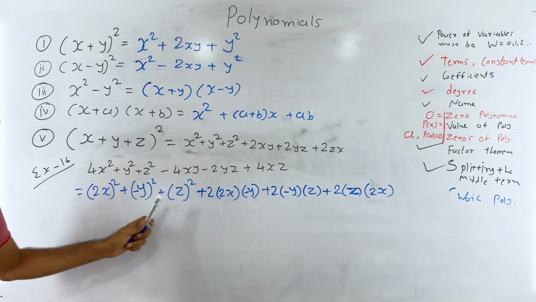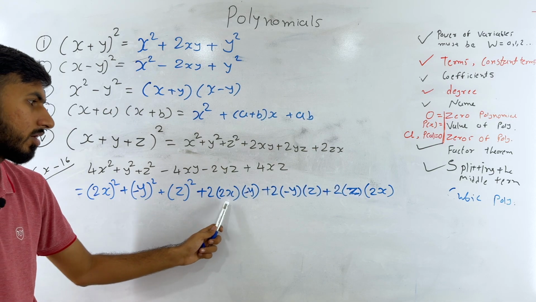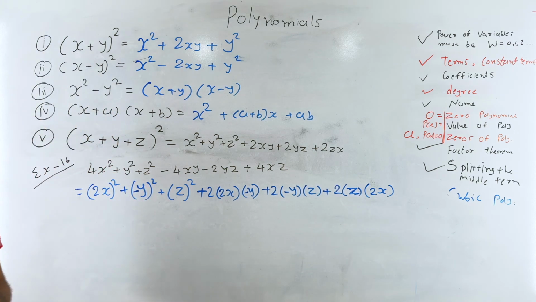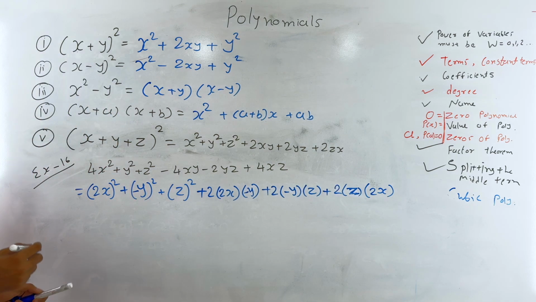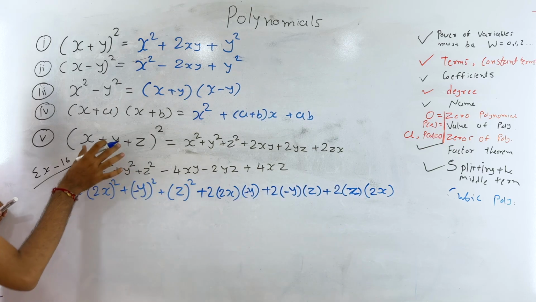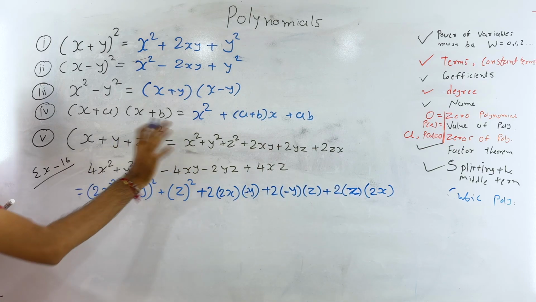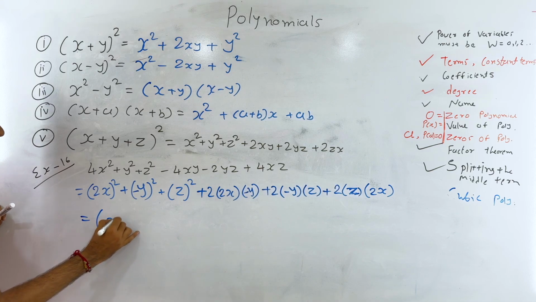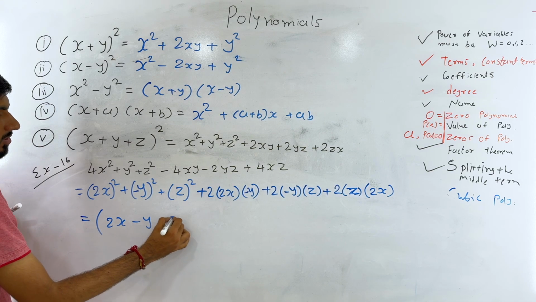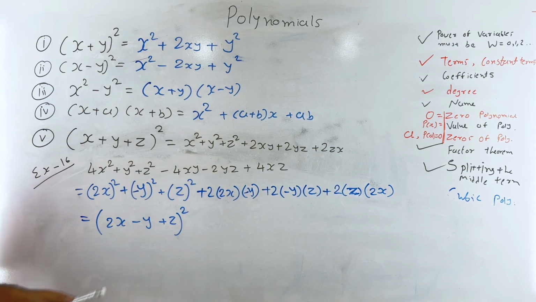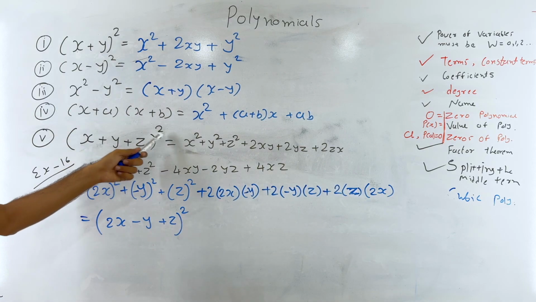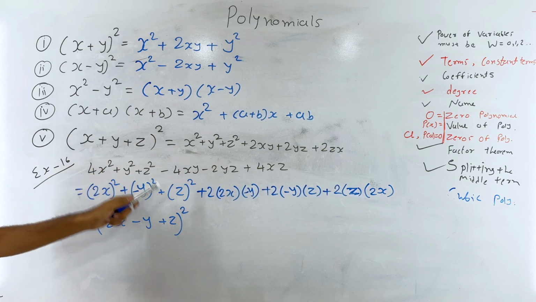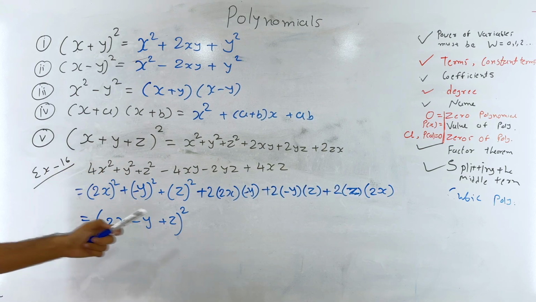First term square, second term square, third term square, plus 2 multiply first second term, plus 2 multiply second third term, plus 2 multiply third and first term, right? So you can use the identity. Now you can write that by using identity, mention this identity, right? You can write that answer will be 2x minus y plus z whole square, right? Here we have x as 2x, second term y is minus y, third term z is plus z, right? 2x minus y plus z whole square.